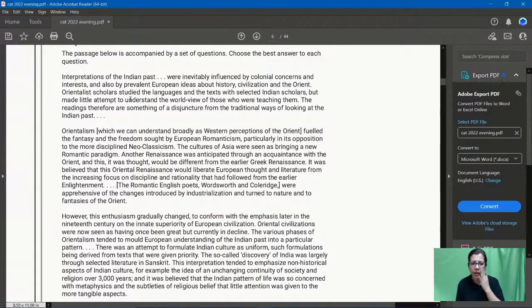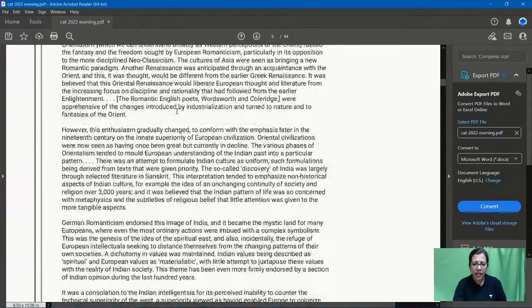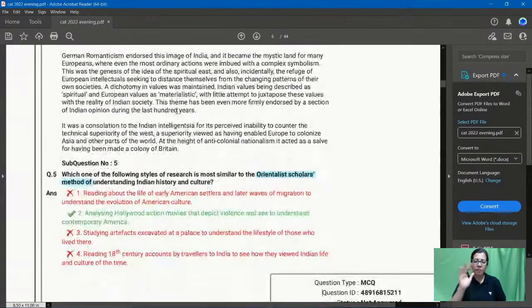Now after reading this, see, it says but made little attempt to understand the worldview of those who were teaching them. So what does this say? Orientalist scholars picked selected Indian scholars, but they did not try to understand the worldview of those who were teaching, the actual roots. The readings therefore are not apt. This is what it said. Now if I go down to the question, I feel stumped.